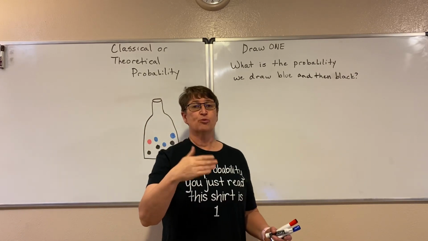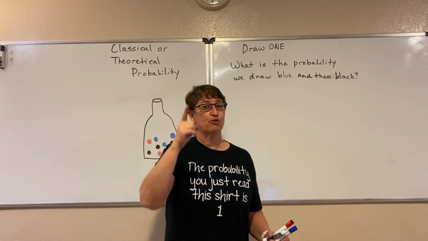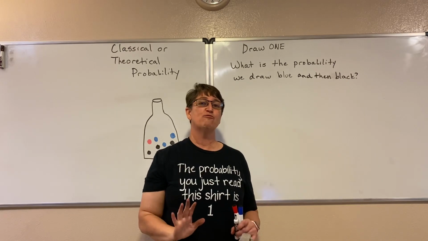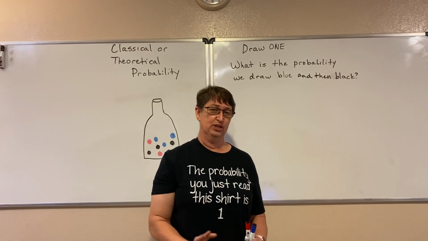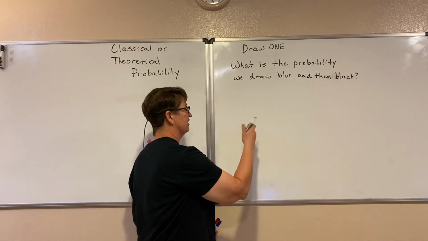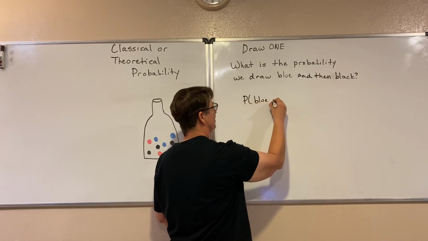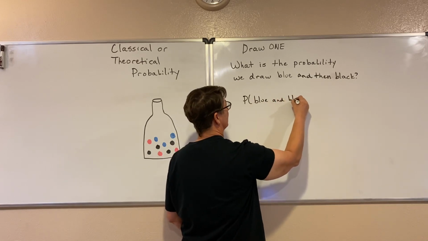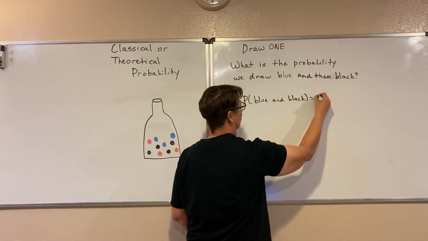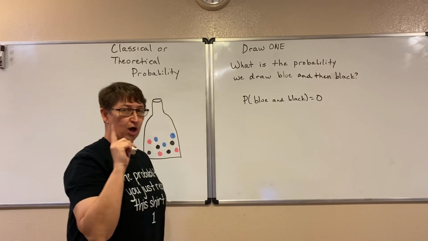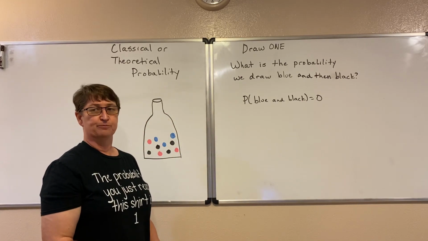So when you're doing probability, you have to think first about the situation before you start putting numbers down. So in this case, the probability that I get a blue and then a black is 0 because I'm just drawing one marble out of the urn.